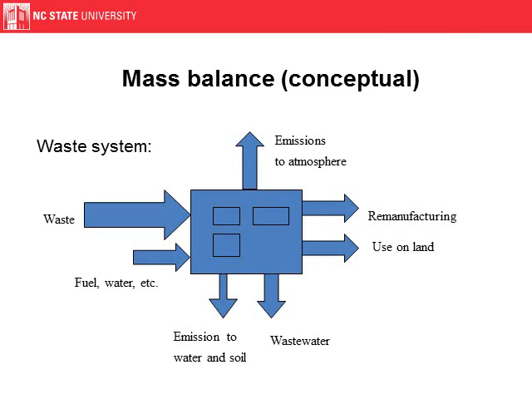So this shows a conceptual mass balance for a waste system. We have waste and fuel and water and other materials coming into the system on the left, and coming out we have emissions to the atmosphere, emissions to the soil and water and wastewater. We also have some remanufacturing or recycling. Some of our material leaves the system to go become new materials, or we can produce soil amendments and compost or digestate to be used on the land. And it's also not shown, but we can also store waste, obviously, in, say, a landfill.